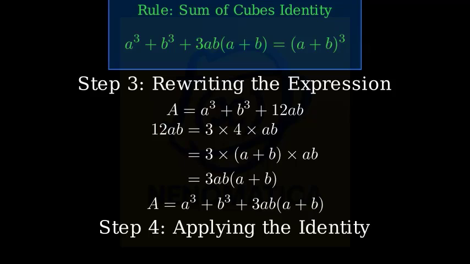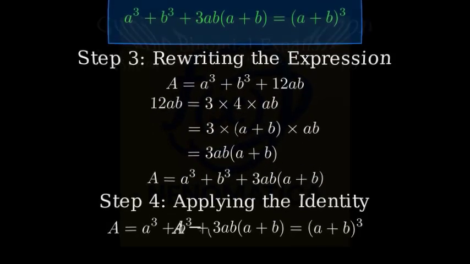We already calculated that a plus b equals 4. So, A equals 4 cubed. And 4 cubed equals 64. So, our final answer is 64.